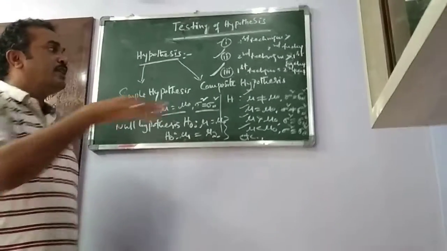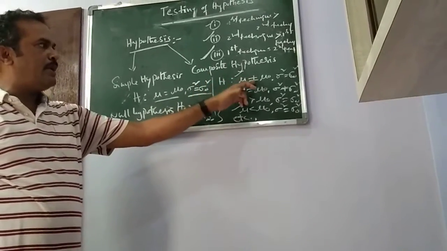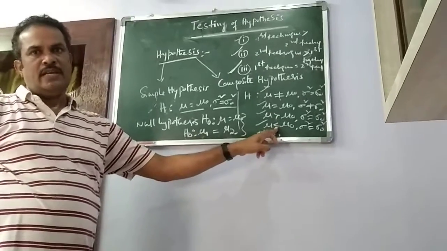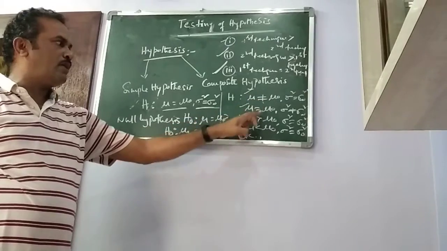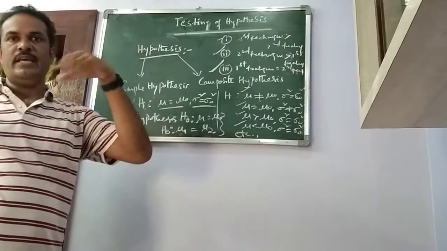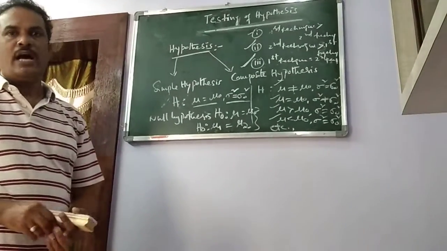Why? Because there are different types of alternatives. Some alternatives may be not equal to, some may be greater than, and some may be less than. So we want to choose which particular concept belongs to not equal to, greater than, or less than. So that is very important. That's why the alternative hypothesis plays a very vital role in our testing of hypothesis.